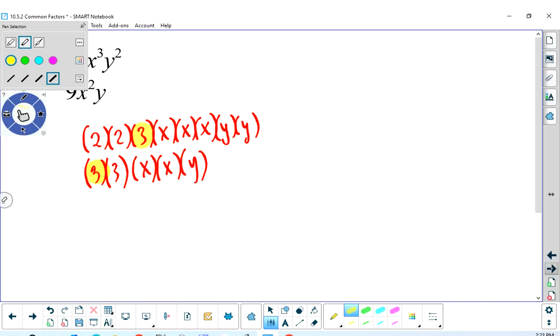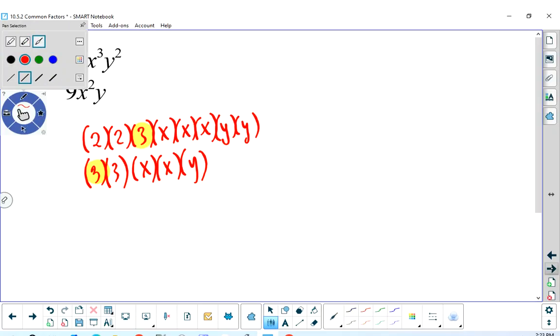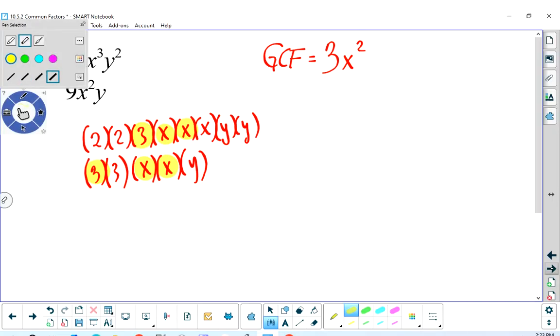There's a 3 and a 3, which means that my greatest common factor has to have a 3. What else do we have? I've got some x's. I've got an x here and an x here that's common, and a second x and a second x that's common. No more x's that are common, which means the contribution of the x's to the greatest common factor is x squared. And then I also have a y in each, so I have to include a y in the greatest common factor.